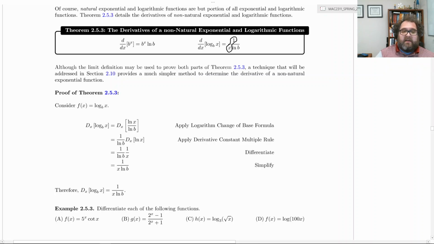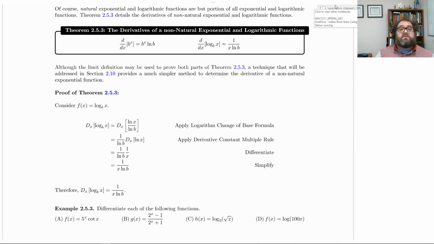So kind of like there's an analogous thing going on in both cases. With the derivative of the non-natural exponential, we have to scale by the natural log of the base, and with the derivative of the non-natural logarithm, we have to divide by the natural log of the base. Okay, so in both cases, we are doing something with the natural log of the base.